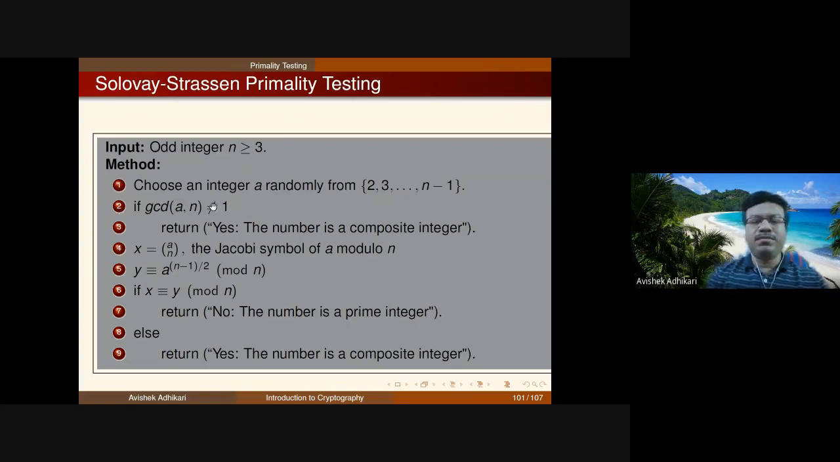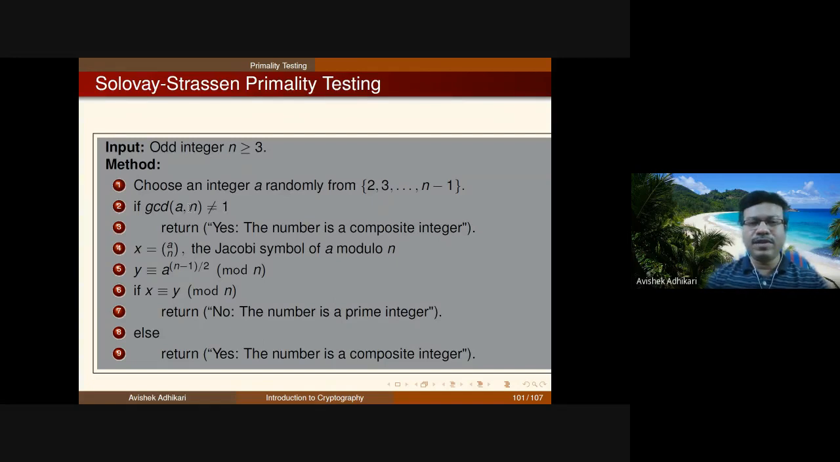Again, for big numbers also, in my previous classes, while teaching you the RSA encryption, we mentioned that the Euclid algorithm is very efficient to calculate GCD. So even for big numbers, the GCD calculation is very easy. So choose a random integer a between this and this, and then check whether the GCD of a and n is 1 or not. If the GCD is not equal to 1, then what would be your conclusion?